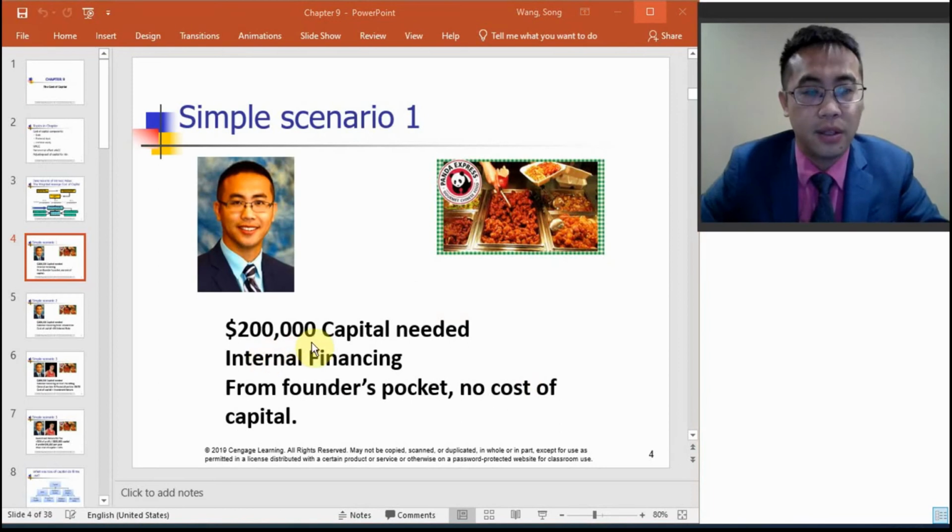If the $200,000 needed to start the business is purely from my own pocket, from me as the owner or the founder of the business, it is called equity financing, and in particular, this is an internal equity. I don't have to share my profit or the ownership with anybody, and this is capital coming internally from the shareholder. And there's no cost of capital. I don't need to pay anybody anything.